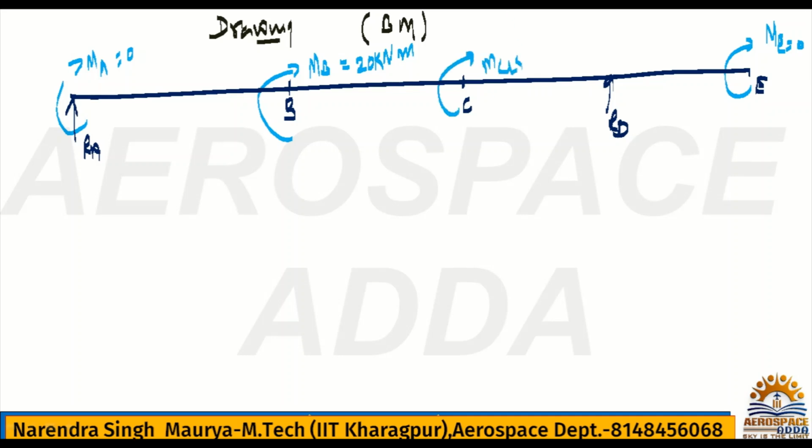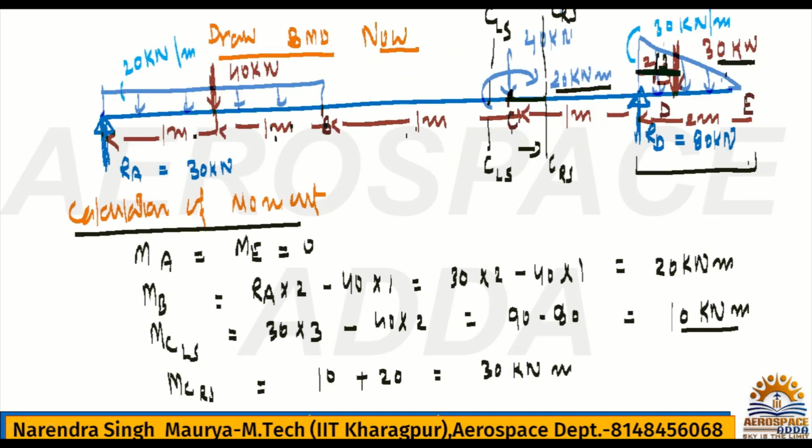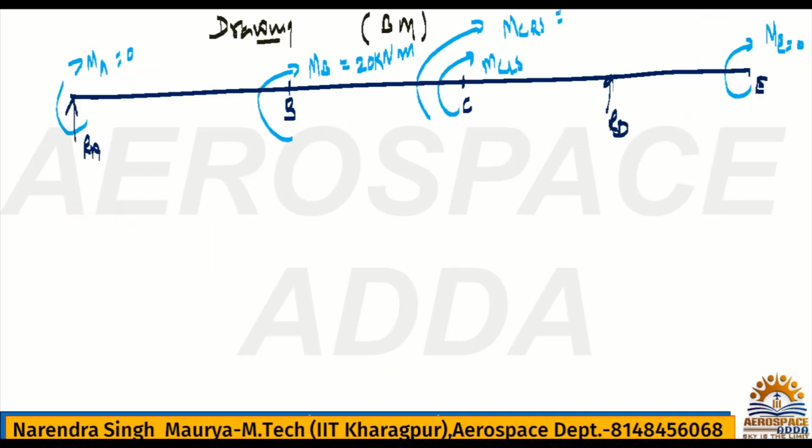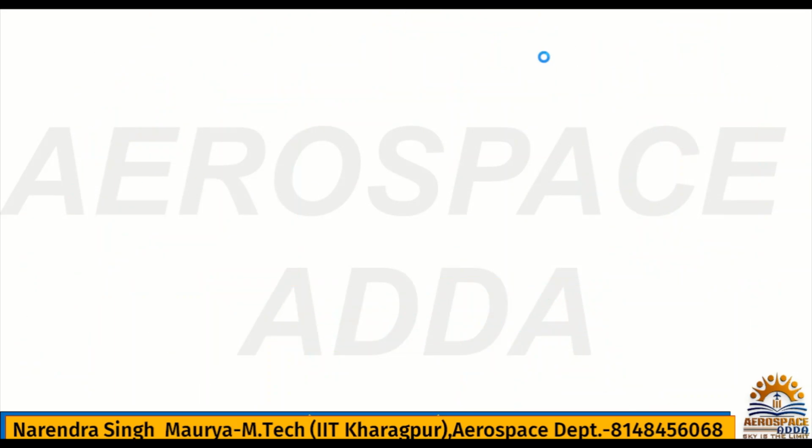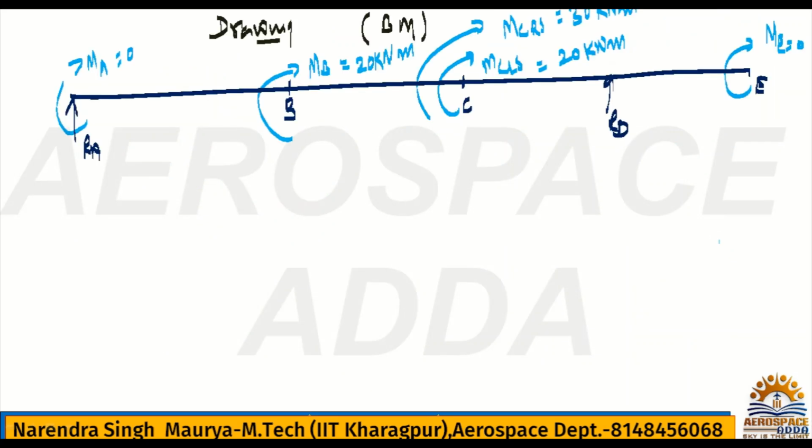MC left side and MC right side. What is the right side value? It's nothing but 30 kilonewton meter. No, sorry. Left side it is 10 kilonewton. Here this is 10 kilonewton. Left side it is 10 kilonewton, right? It's 10 kilonewton meter.